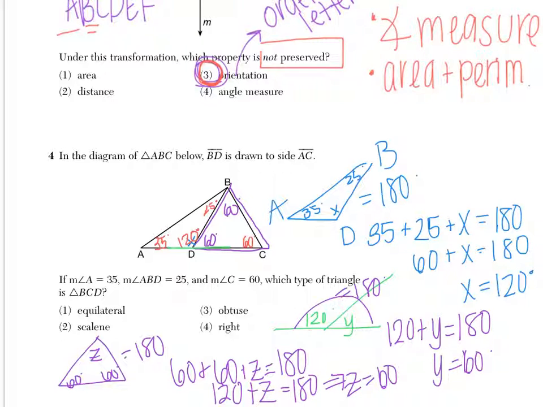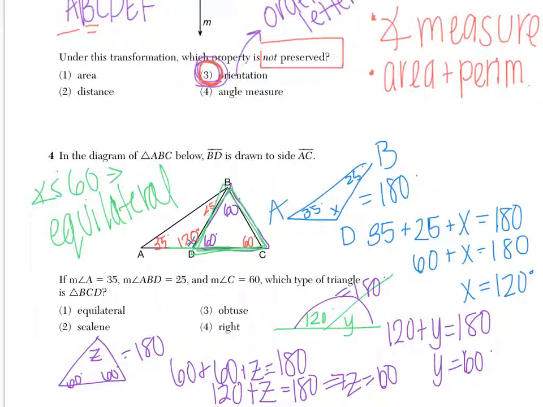So now again, the question was, what type of triangle is BDC? If all angles are 60, then the triangle must be equilateral. And this is because an equilateral triangle has 3 congruent angles. If we were to look at scalene, scalene has no congruent angles. Obtuse has an angle greater than 90. And a right triangle, of course, has an angle equal to 90. So again, the only plausible choice here is equilateral, where 3 angles are congruent.